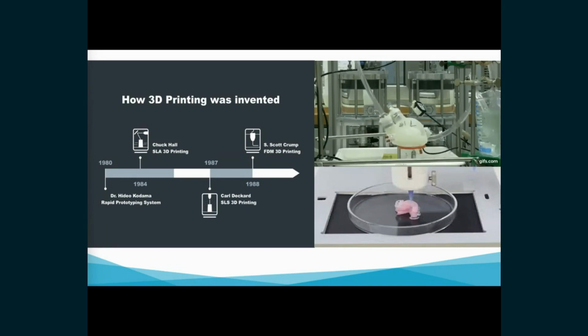Surprisingly, FDM 3D printing was created after both SLA and SLS 3D printing, and it is now commercially used for prototyping. From 1990 onwards, 3D printing started to evolve as companies, startups, scientists, and medical professionals began experimenting with 3D printers and coming up with different ideas and applications.